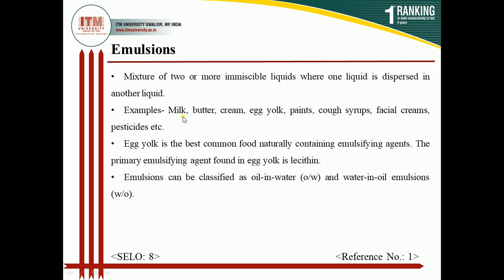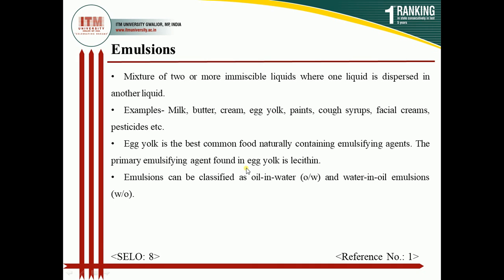Examples of emulsion are milk, butter, cream, egg yolk, paint, cough syrup, facial creams, pesticides, and there are many more examples. Egg yolk is the best naturally occurring emulsifying agent, and there is lecithin present in the egg yolk that helps in the emulsification process.